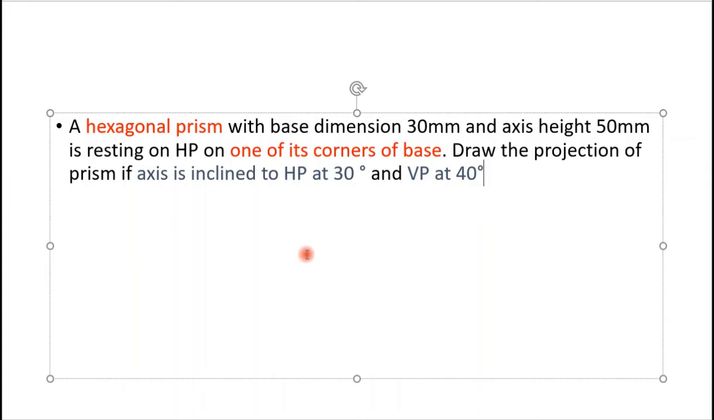In the previous problem, if you consider, in the third step the sentence was like: axis is inclined to HP at 30 degree, resting side is inclined to VP at 40 degree. That means the axis is not making inclination with respect to both HP and VP. With respect to HP, axis inclination is given. With respect to VP, resting side inclination was given. In such cases, locus is not required.